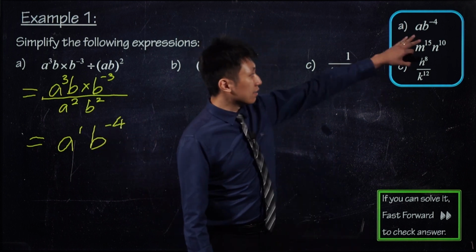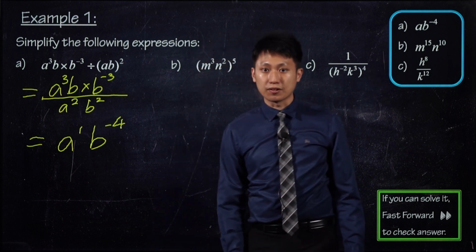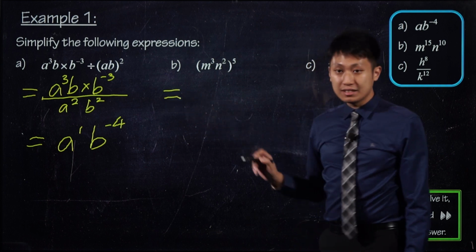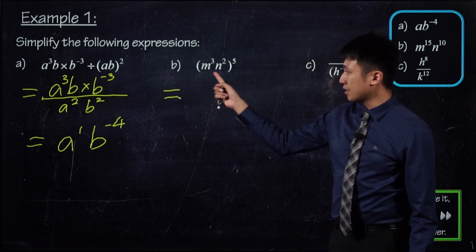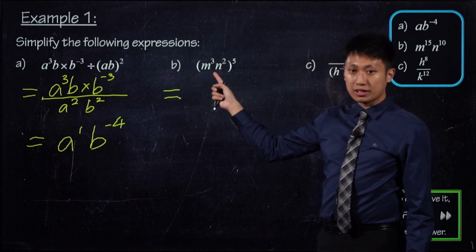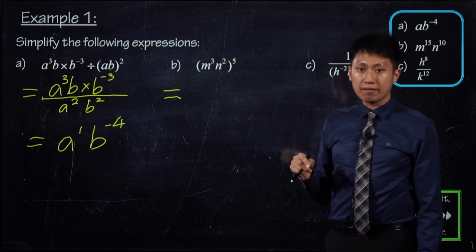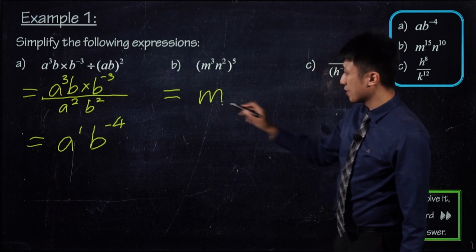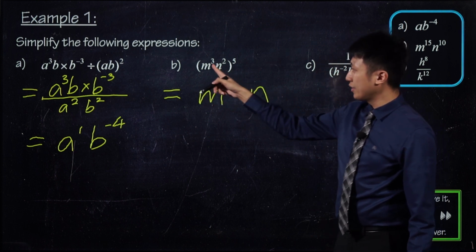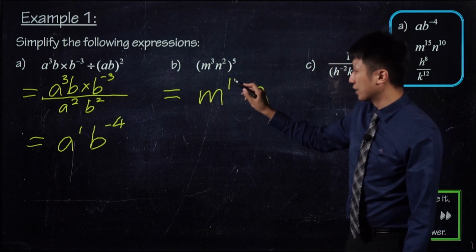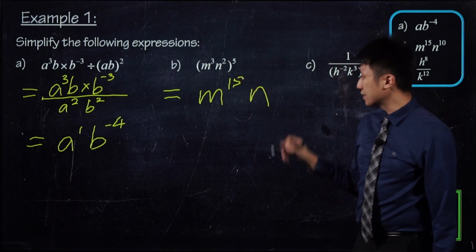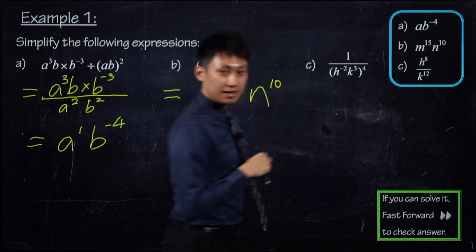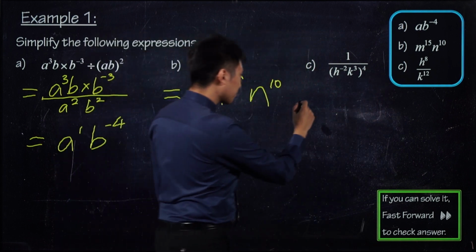Then you get this answer, ab minus 4. Very simple, correct? Okay, so this is an easier one. Same thing: inside the whole thing multiply, then whole thing power 5. So you power 5 individually. So write m, write n. 3 times 5 is 15. 2 times 5 is 10. That's our answer. Okay, next.